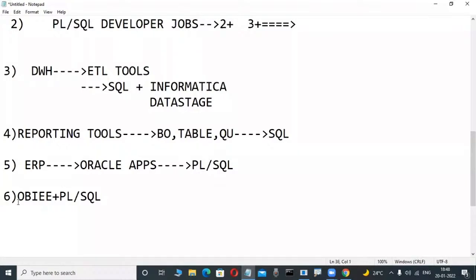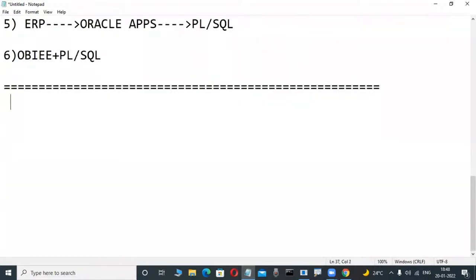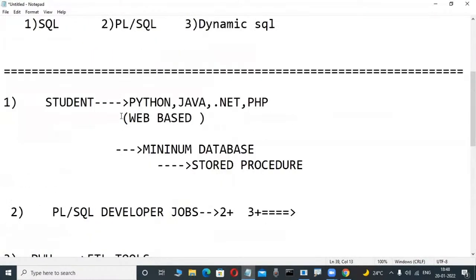Again, different persons: suppose you are not interested in the programming side, and you want the administration side. In that case, DBA courses are there: Oracle DBA, SQL Server DBA, MySQL DBA, database administration courses. Minimum SQL knowledge is required before learning those courses. These persons also learn these types of courses.